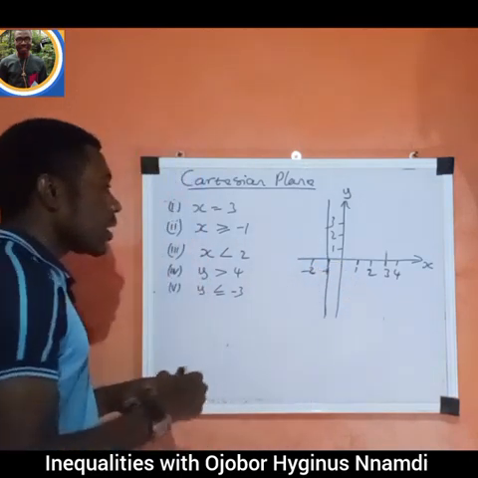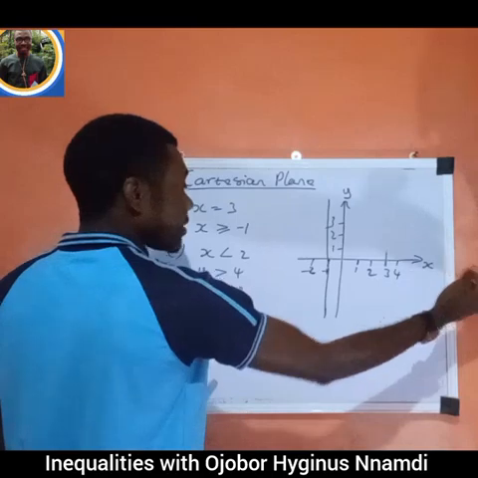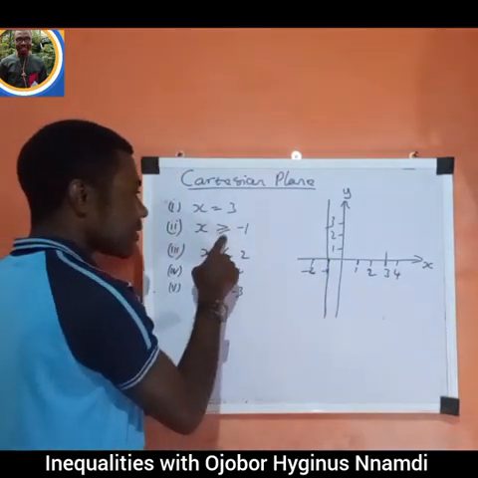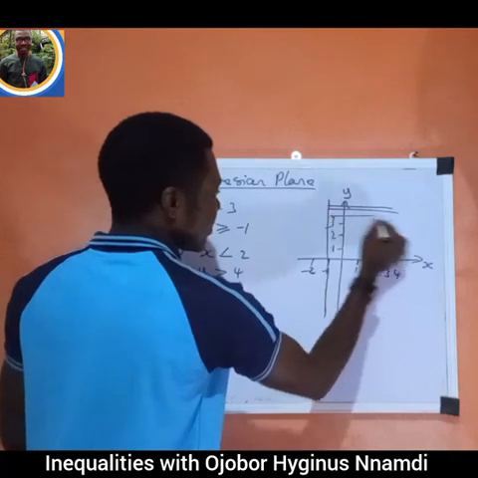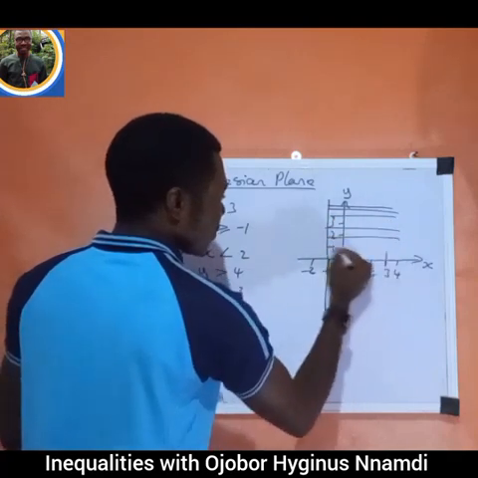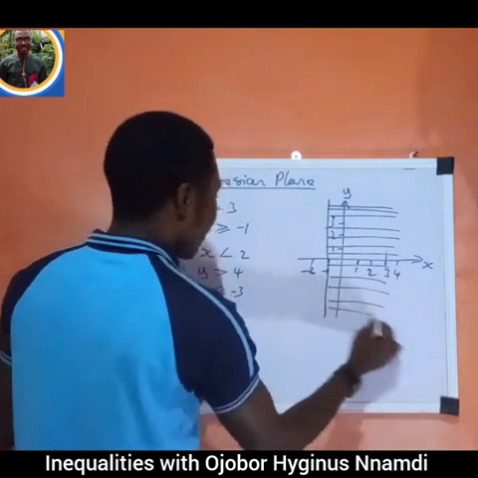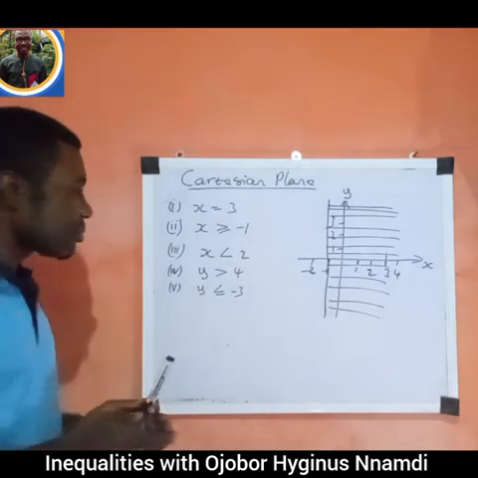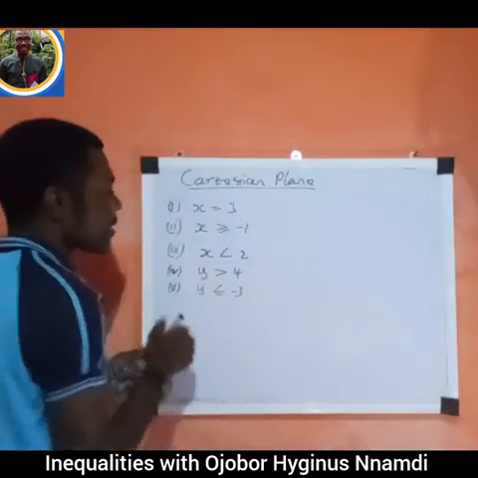Then what do we do? It is greater than. From minus 1 towards the right is greater than, to the left is less. So since it is greater than, we are going to shade to the right. And this is how we represent x greater than or equal to minus 1 on a Cartesian plane. Very simple as that. Let's look at another one. We have the second one, x is less than 2.